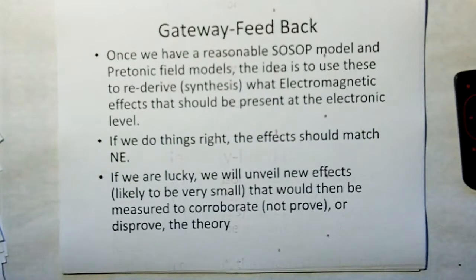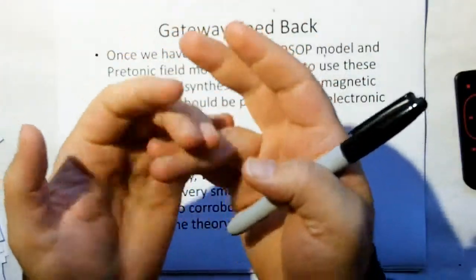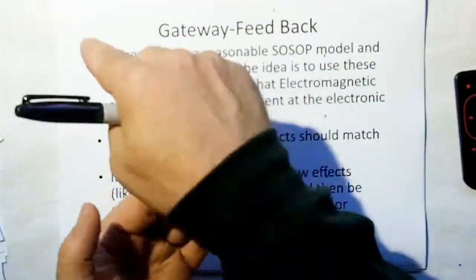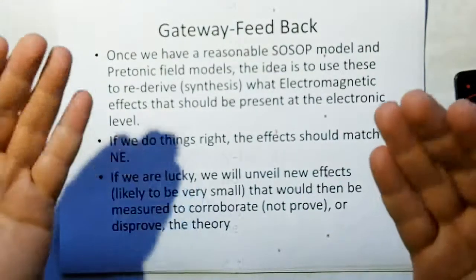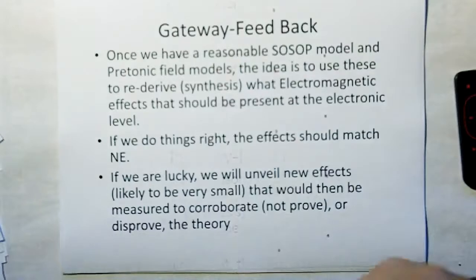Okay, once we have a reasonable second-order system of preton model and pretonic field model, the idea is to put them together and be able to resynthesize. Because remember one of the rules of accuracy: you guess down and derive back. So once we have a good guess of these two, we derive back to the electronic level to see if we can match all of the electronic models exactly. And if we do things right, the effects should match.